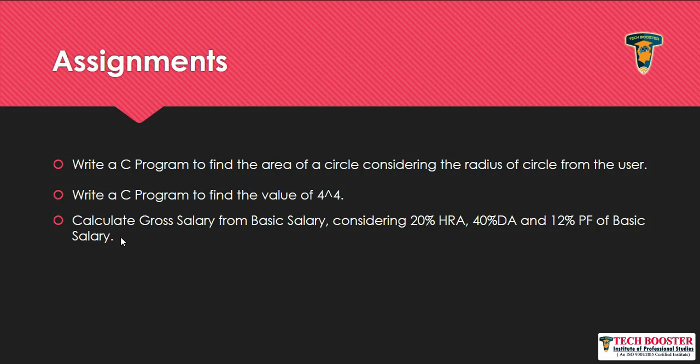Our third assignment is to calculate gross salary from basic salary considering 20% HRA, that is home rent allowance, 40% DA, dearness allowance, and 20% PF of basic salary. First of all we will take the basic salary from our user, and then we need to add our HRA, DA and PF to the basic salary, and adding all these gives us our gross salary. So this will again be an interesting assignment for us.